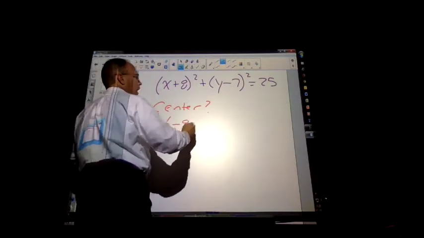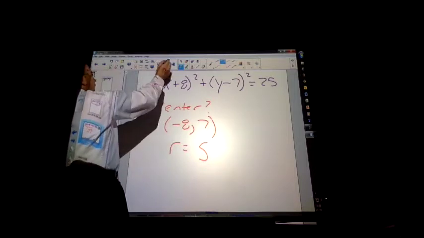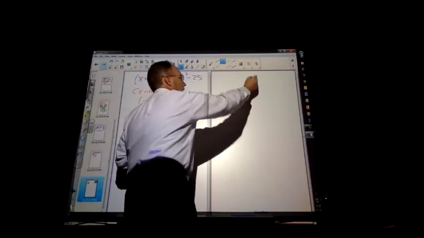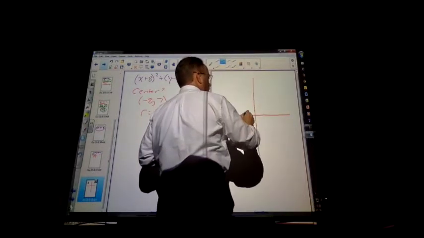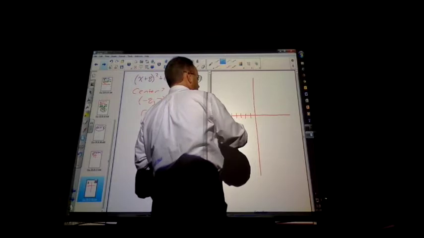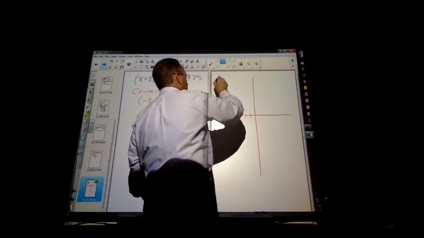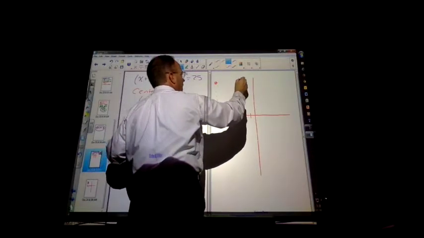-8, +7. Good. What's my radius? 5. Okay? If I go and graph this, I have -8 and +7. Okay, and I'm going to go 5 out each way. So 1, 2, 3, 4, 5.